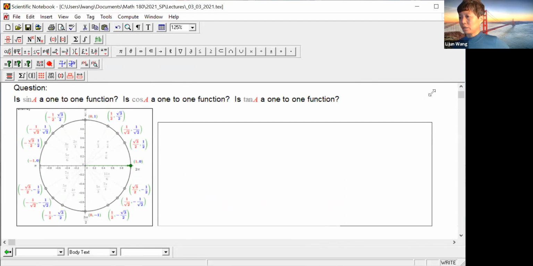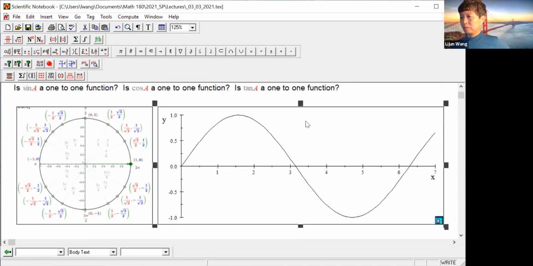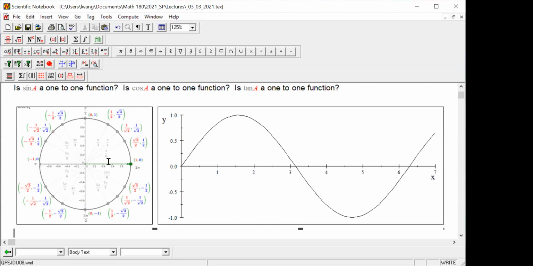What do these pictures tell us? How to read the pictures. Do you have an answer for it yet? For sine, is it one-to-one? No, it's not one-to-one. Why? Because whenever x1 doesn't equal x2, f of x1 equals f of x2.